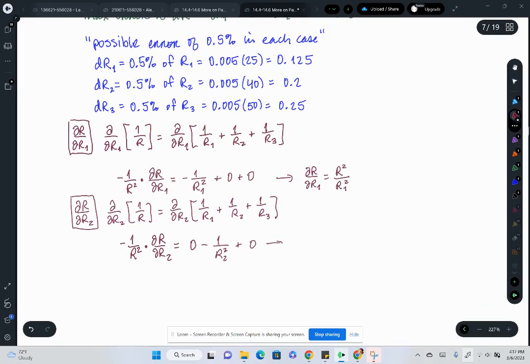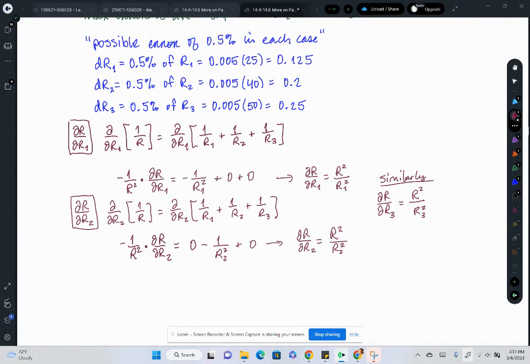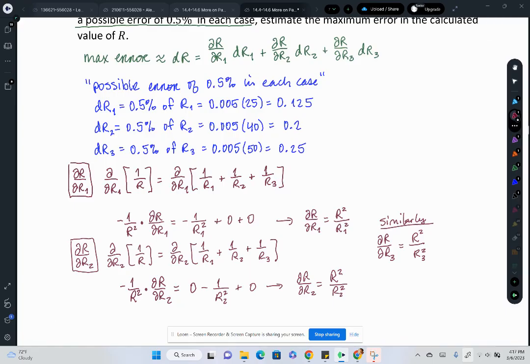Okay, so again, I need to solve for del R2 now. And I do so by multiplying both sides by negative R squared, and I get a positive R squared over R2 squared. I'm hoping you're seeing the pattern and that you can accept that del R of del R3 is going to equal R squared over R3 squared. I'm going to put it similarly up here. If you don't believe me, work it out. You'll see it.